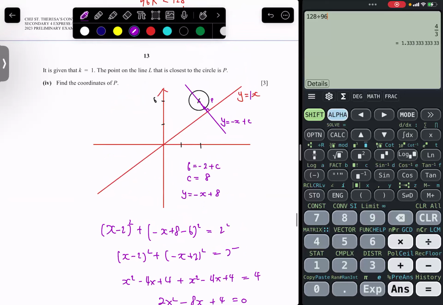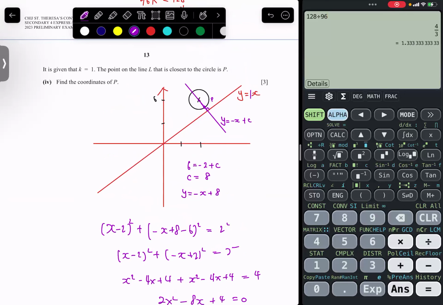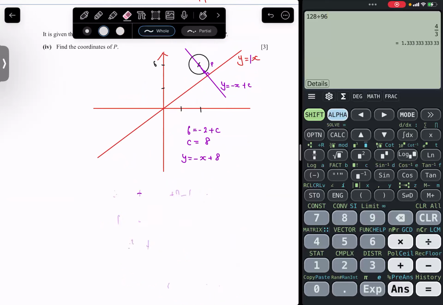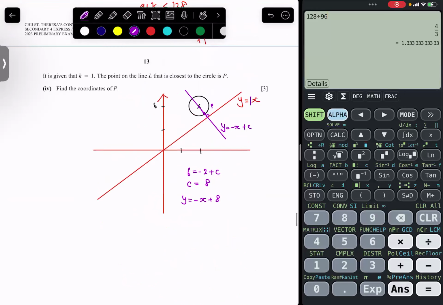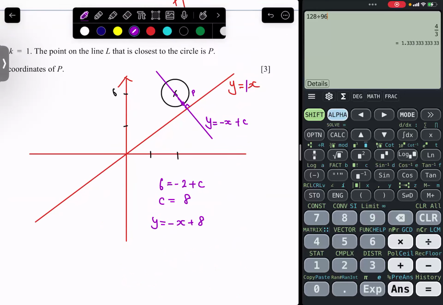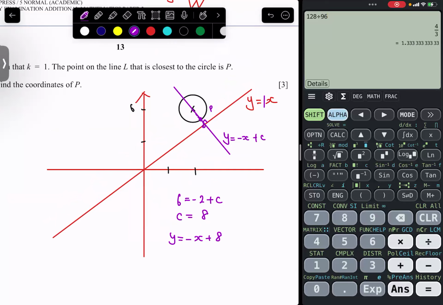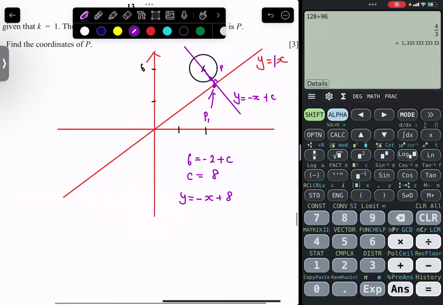The point on the line L that is closest to the circle is P. Oh wait, I'm solving for the wrong thing. No wonder. This line is y equals negative x plus 8, and it touches the line y equals x. The point P is actually this point. I'm actually trying to find this point.